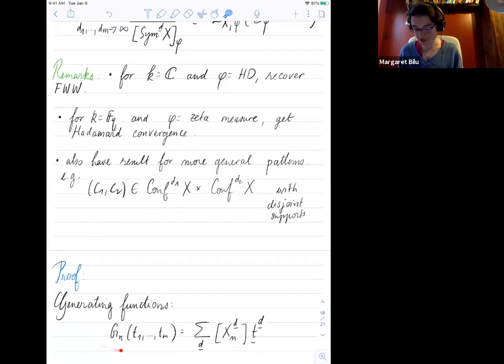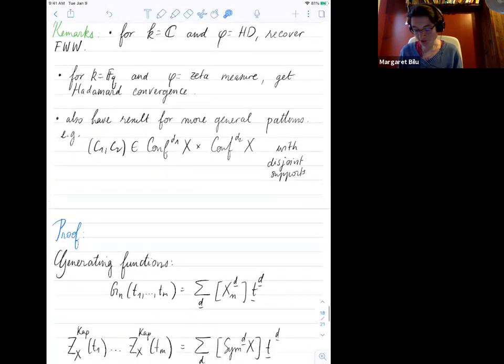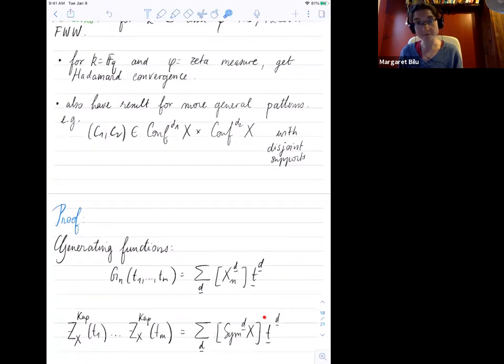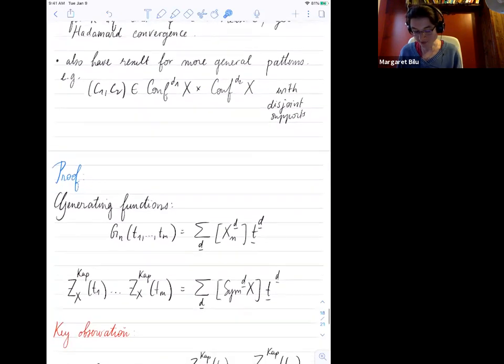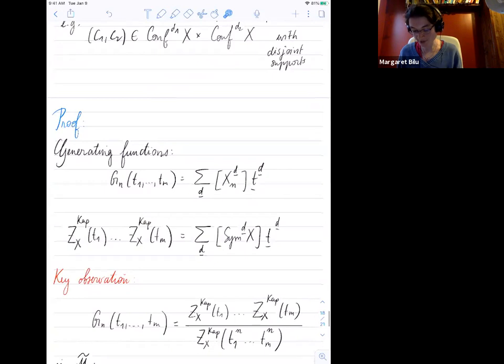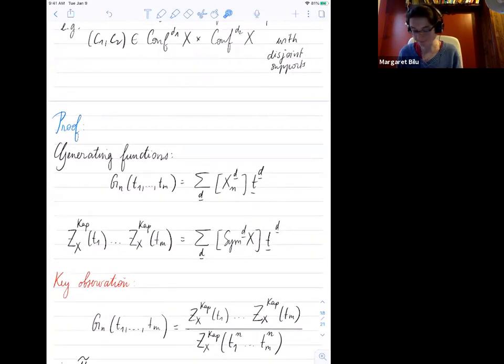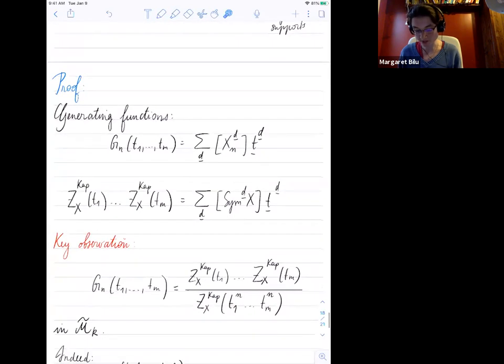So I consider the generating function of the spaces X and D, and also the corresponding generating function for the spaces sim D, which is very easy, it just factorizes into a product of the Kapranov zeta functions of the different variables TI. And the key observation is that these two generating functions are related in a very simple way by this formula. There's just this extra Kapranov zeta function evaluated at the product of variables to the n that appears.